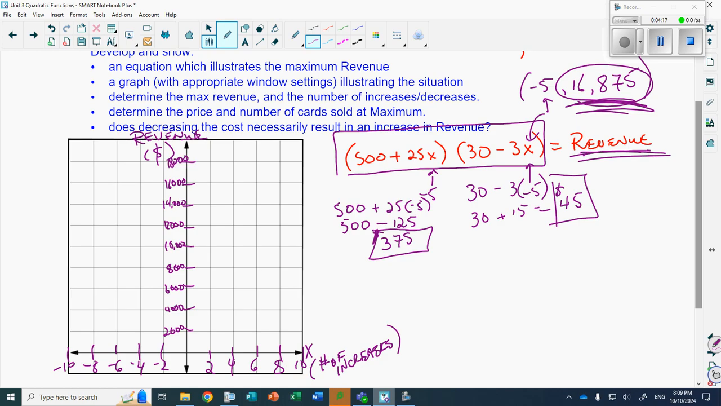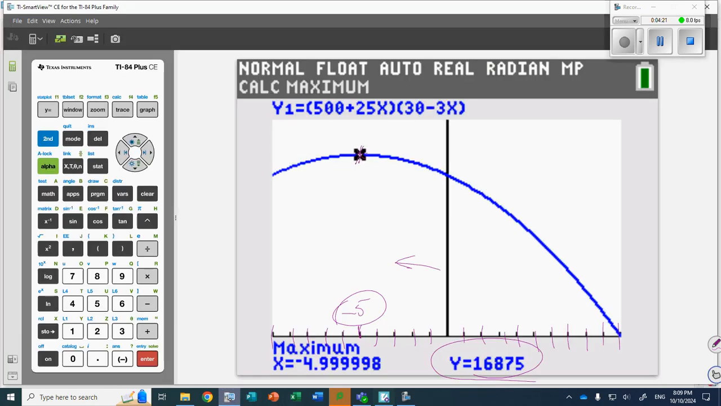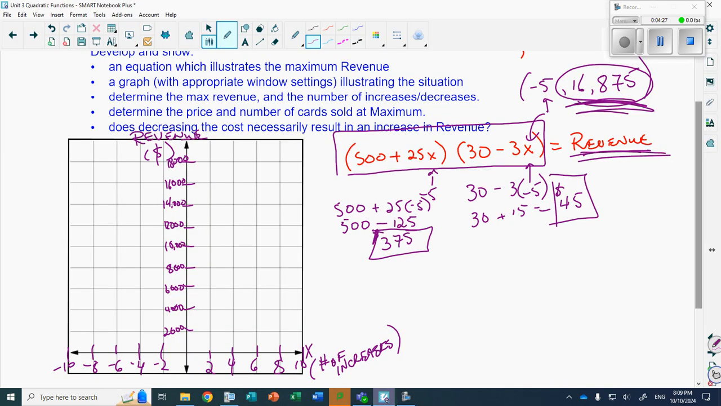Okay, so what else should you put down? Well, look at what you have on your graphing calculator. You have a maximum at 16,875 at -5. So, okay, let's go over here. Let's go to -5. So I'm going to use a different color. I'll use green on this one. -5 is approximately here. Go all the way up to about 16,000, almost 17,000. So right approximately there is going to be your maximum.